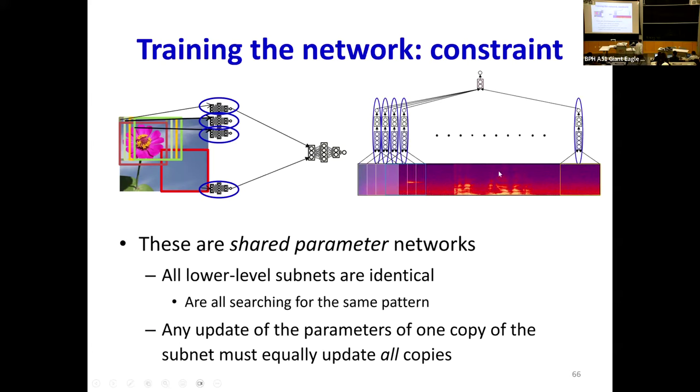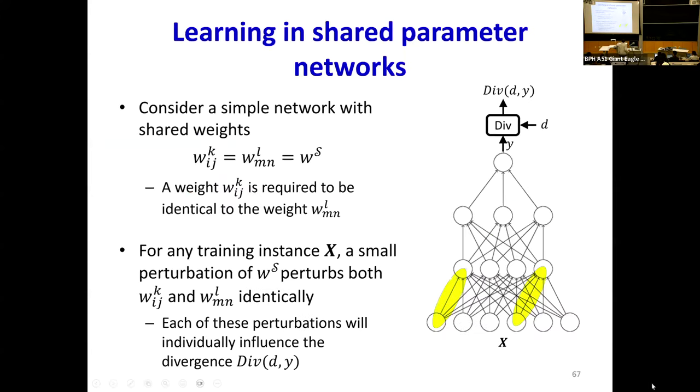So for example, if my gradient descent updates the parameters of this subnet, it must update all of these copies in an identical manner because they are all required to be identical. Remember, we're scanning, right? So we will have to change our gradient descent rules a little bit to account for this. These are what I'm calling shared parameter networks, meaning you have different parameters which are constrained to have identical values. And you can have shared parameter networks of different kinds, but here's the general rule.